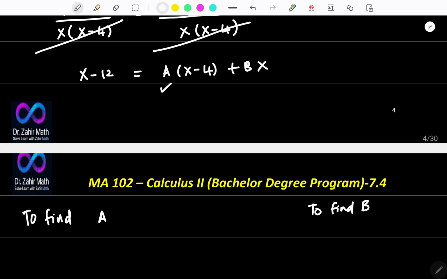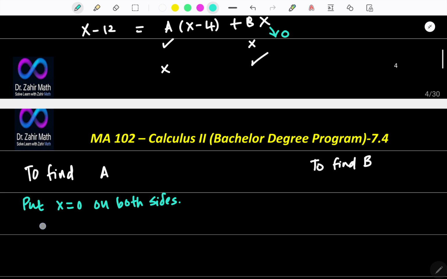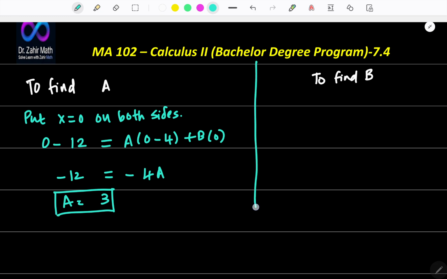If I want to find a, I don't want b. If I want to find b, I don't want a. So what value will I choose for a? I will choose x equals 0. So put x equals 0 on both sides. Both sides is very, very important. Left side is x minus 12. If I put 0, 0 minus 12 is equal to a into (0 minus 4) plus b into 0. So minus 12 is equal to minus 4a, right? So a is equal to, if I divide by 4, 3.